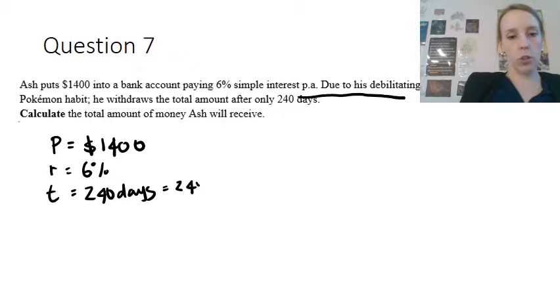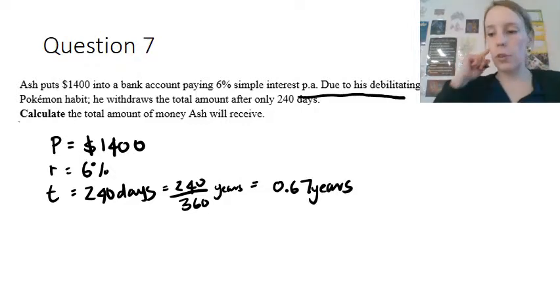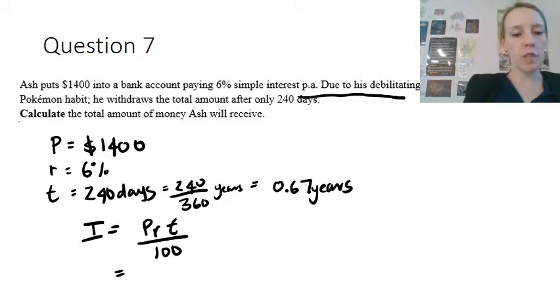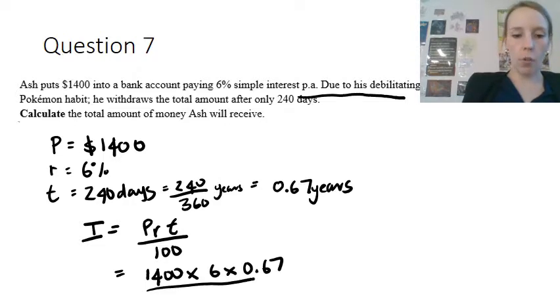So that is 240 divided by 360 years, and that's 0.67 years. So that's the number we'll have to put into our formula there. So we know our formula: the interest that we're going to earn is the principal amount multiplied by the interest rate multiplied by the time, over 100. So if we fill that in, that's 1,400 multiplied by 6 multiplied by 0.67 over 100.